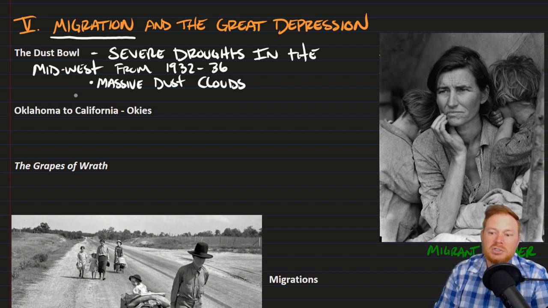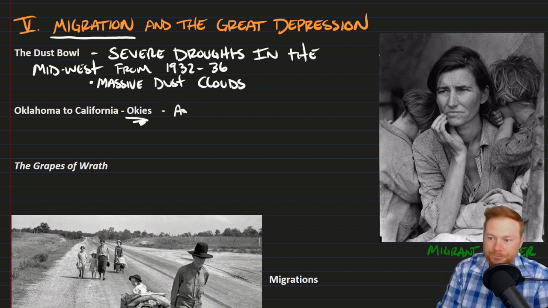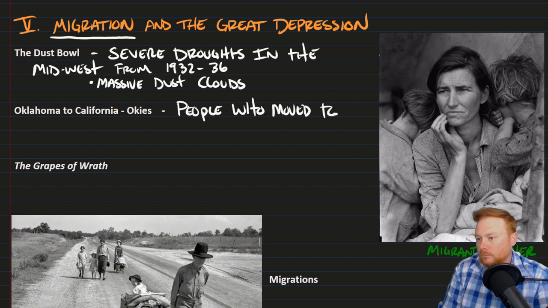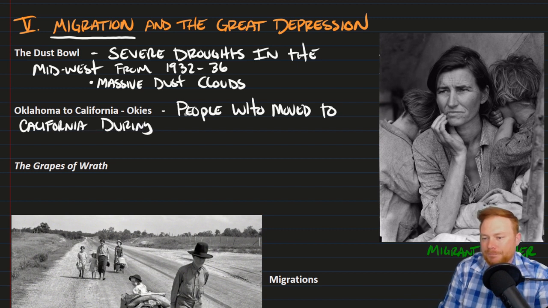And there were massive migrations from the Midwest to the West Coast, specifically from Oklahoma to California. In fact, so many people moved that that group of people even got a nickname, and we called them Okies. An Okie was, let's say, a person or people who moved to California pretty much during the Depression or the Dust Bowl. Your textbook cites that 440,000 people moved.